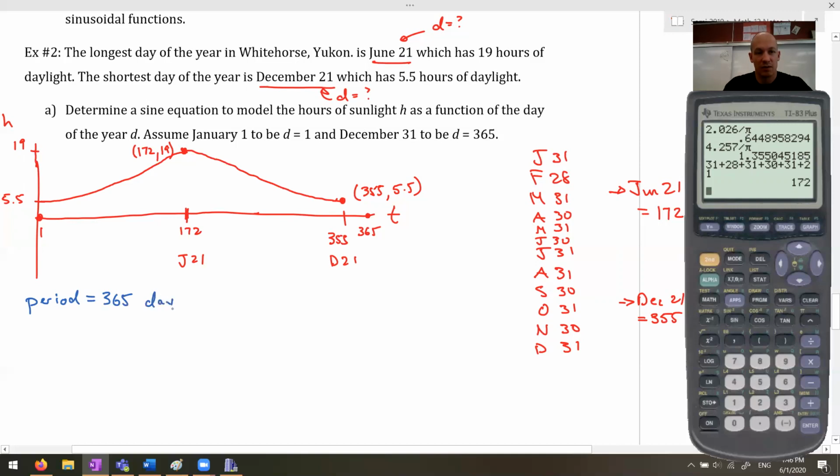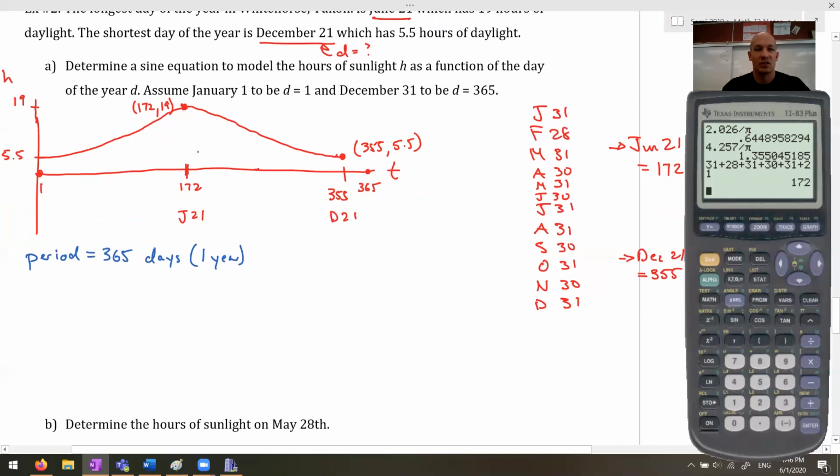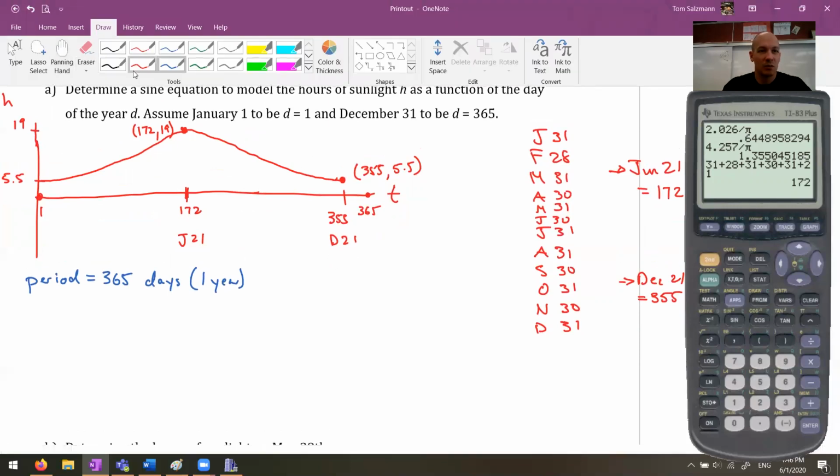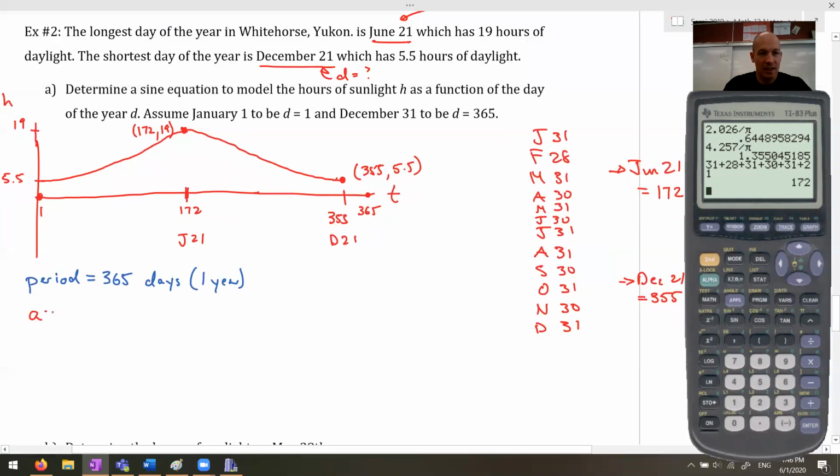Okay, so 365 days, 1 year, that's how long it takes for the whole thing to repeat itself. So that's maybe just more of a common sense sort of thing. All right, so can we figure out what A is? A equals, remember, now this time I can't just look at it and tell, so I'm going to use the formula. I'm going to say max minus minimum over 2, absolute value. So that's going to be 19 minus 5.5 all over 2. And that's what, 13.5 over 2, so 6.75.